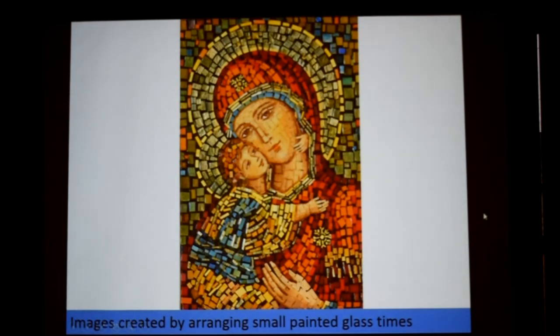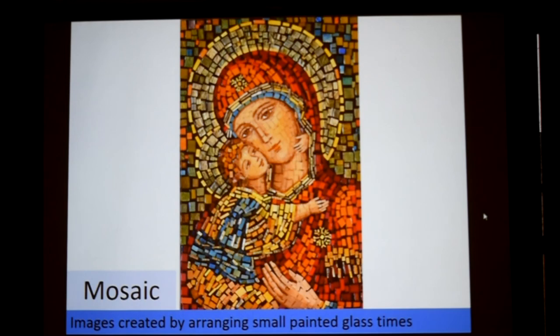Mosaic, which I explained with the stations, is made of little tiles of glass. It's one of the most ancient forms of church artwork. The oldest church in the world, the Church of the Nativity in Bethlehem, where Jesus was born, is covered in mosaics on the walls and the floors.